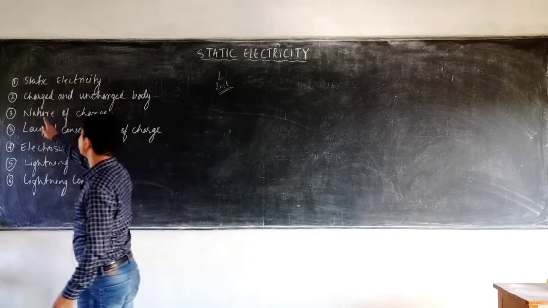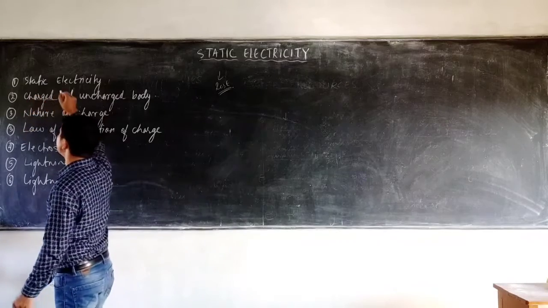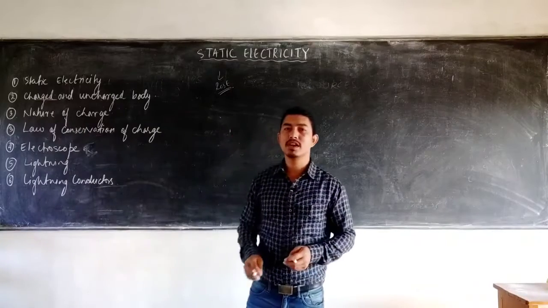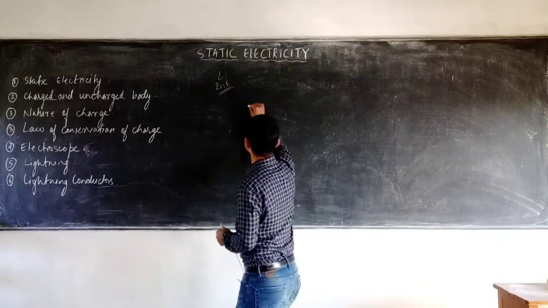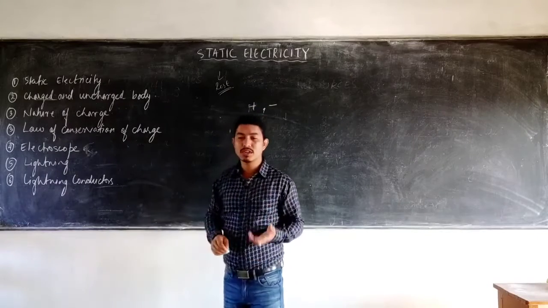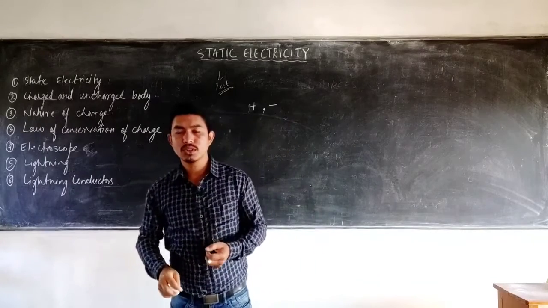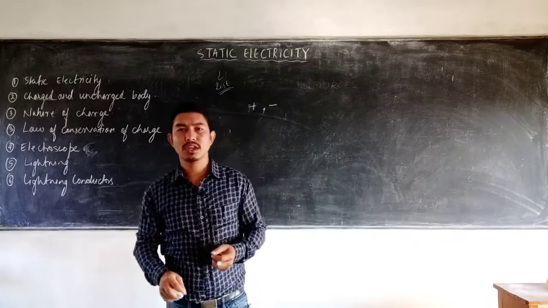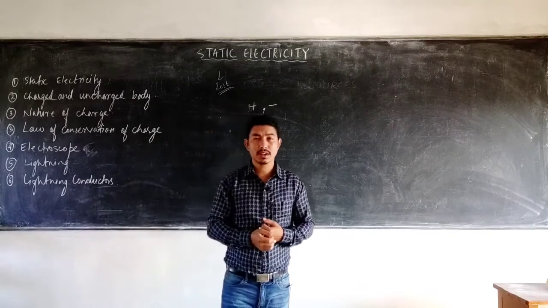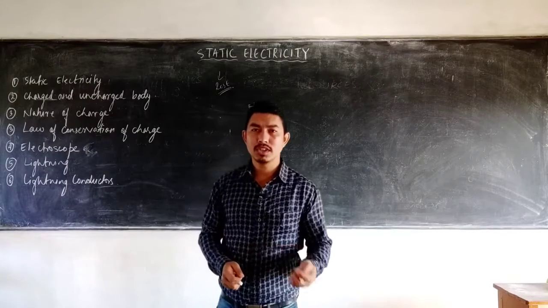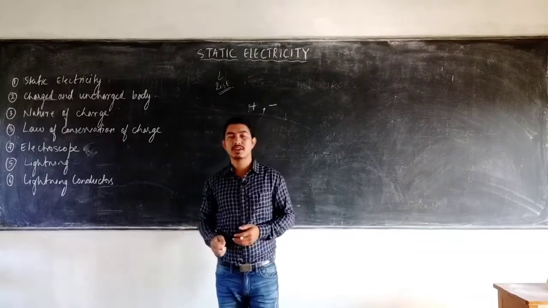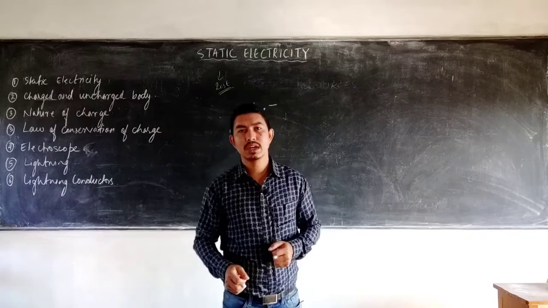Now talking about the nature of the charge. Any body which is charged can be either positively charged or negatively charged. So basically there are two kinds of charges, one is positive and the other is negative. Now what is a positive charge and what is a negative charge? To know this: when a glass rod is rubbed with silk, the charge acquired by the glass rod is said to be the positive charge, and when an ebonite rod is rubbed with flannel, the charge acquired by the ebonite rod is the negative charge.